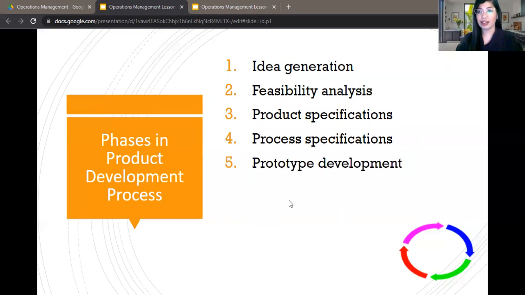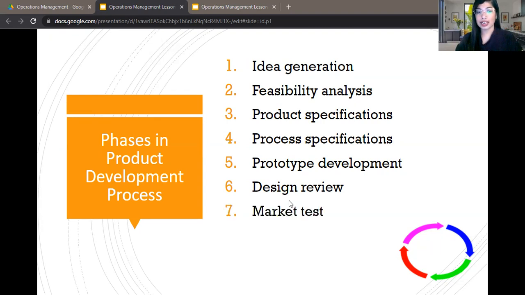Next, we have prototype development. With product and process specifications complete, one or a few units are made to see if there are any problems with the product or process specifications. At the design review stage, any necessary changes are made or the project is abandoned. Marketing, finance, engineering, design, and operations collaborate to determine whether to proceed or to abandon the project.